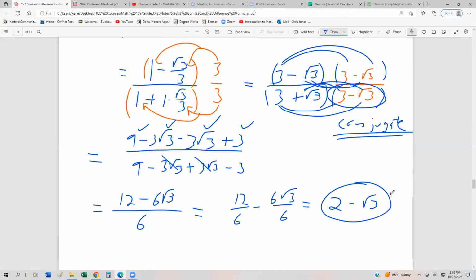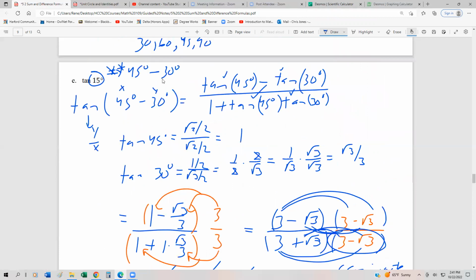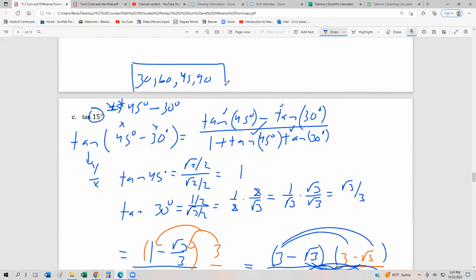All right, so that's all we have to do with respect to evaluating these special sorts of angles. Remember, breaking them up into these measures, 30, 60, 45, and 90, and then using our sum and difference formulas.